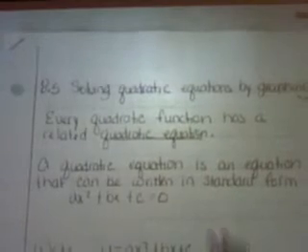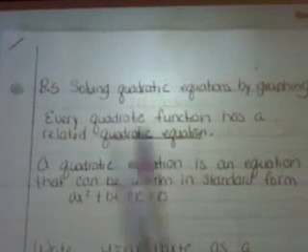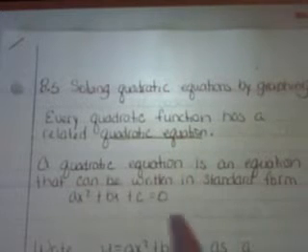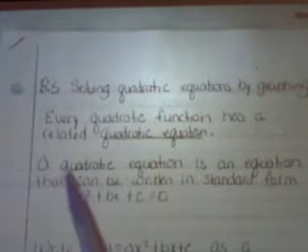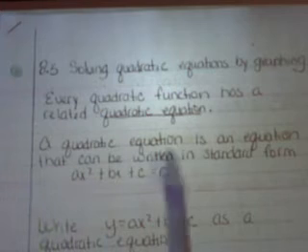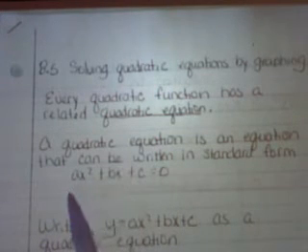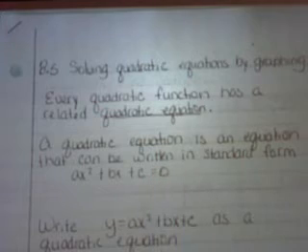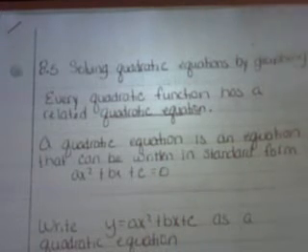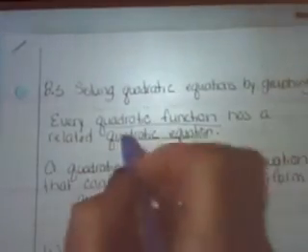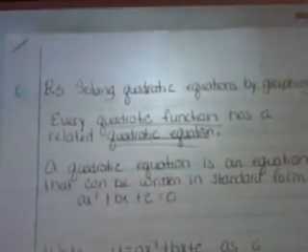It says every quadratic function has a related quadratic equation. Well, what is a quadratic equation? A quadratic equation is an equation that can be written in standard form as ax squared plus bx plus c equals 0. Remember, every quadratic function has a related quadratic equation.